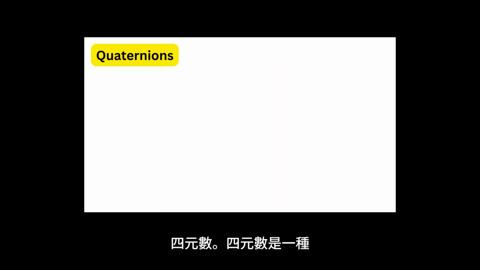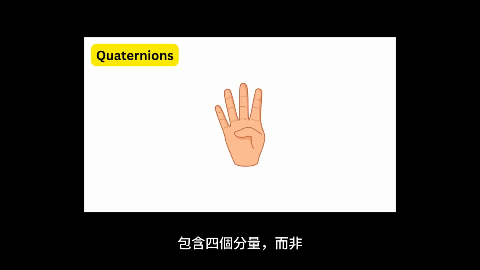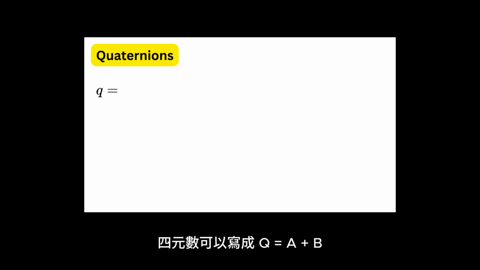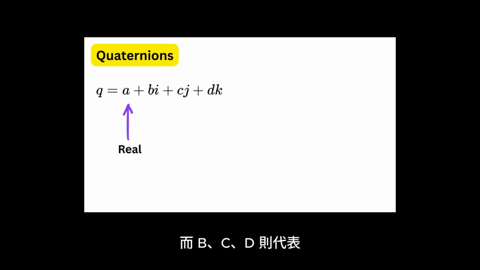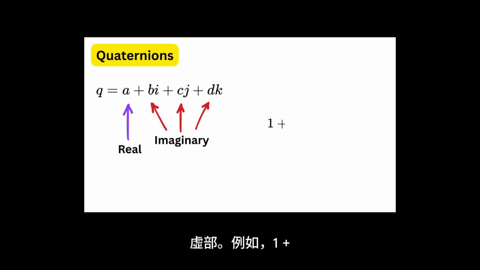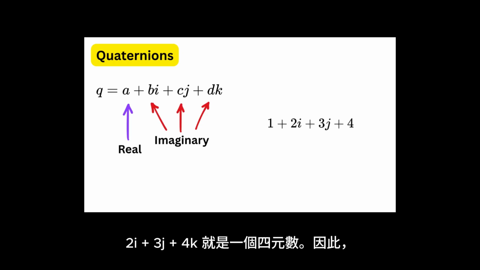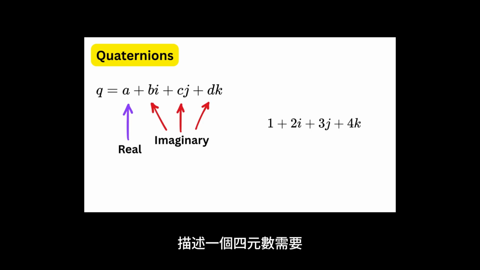A quaternion is a number that contains 4 components instead of 2. A quaternion can be written as q equals a plus bi plus cj plus dk. Here, a represents the real part, while b, c, and d represent imaginary components. For example, 1 plus 2i plus 3j plus 4k is a quaternion. Thus, a quaternion needs 4 numbers to describe it completely.